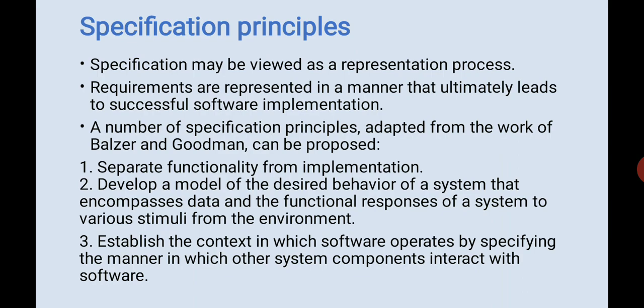Point number 3. Establish the context in which software operates by specifying the manner in which other system components interact with software. So there needs to be a proper context in the way the various components of the system shall be interacting, because you need to define it. There need to be specific principles for it, like how one component will talk to the other component.